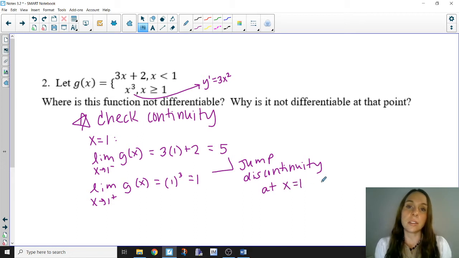If there is a discontinuity at x equals 1, that definitely means that this function is not continuous at x equals 1. Wait, of course it's not continuous. Sorry, I meant to say not differentiable at x equals 1.